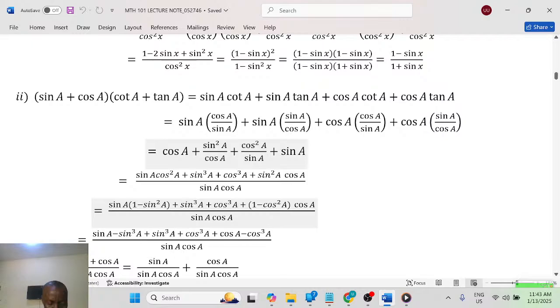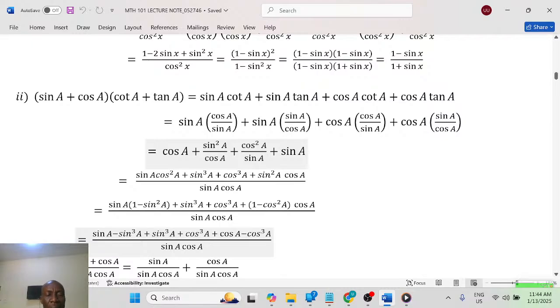Again, for the other one, we have sine cube a. The third one, we have cos cube a. While in the last one, we have sine square a. We convert it to cosine, which is the same thing as 1 minus cos square a. So we now open the bracket. That is what led to this.